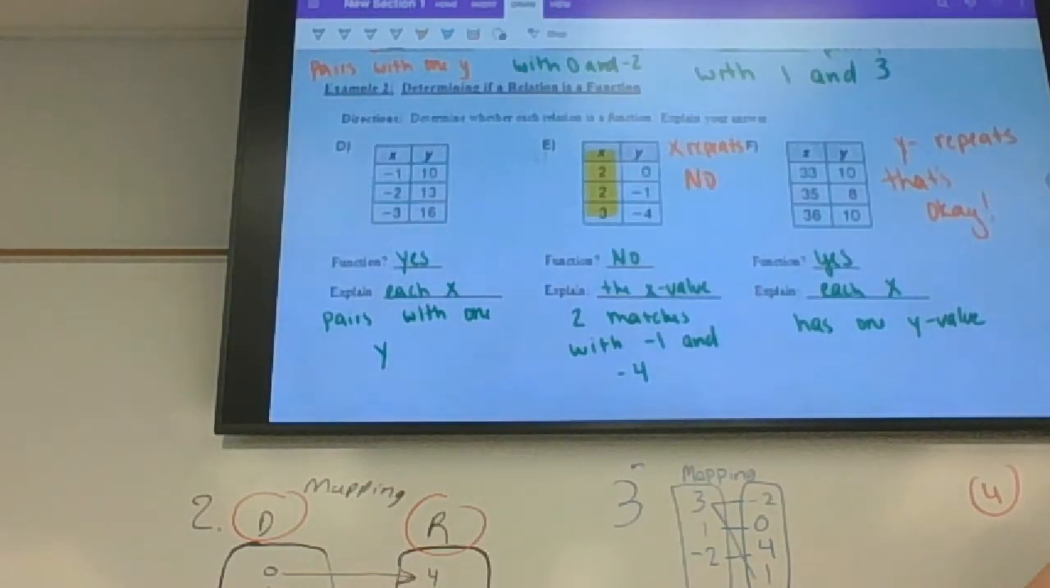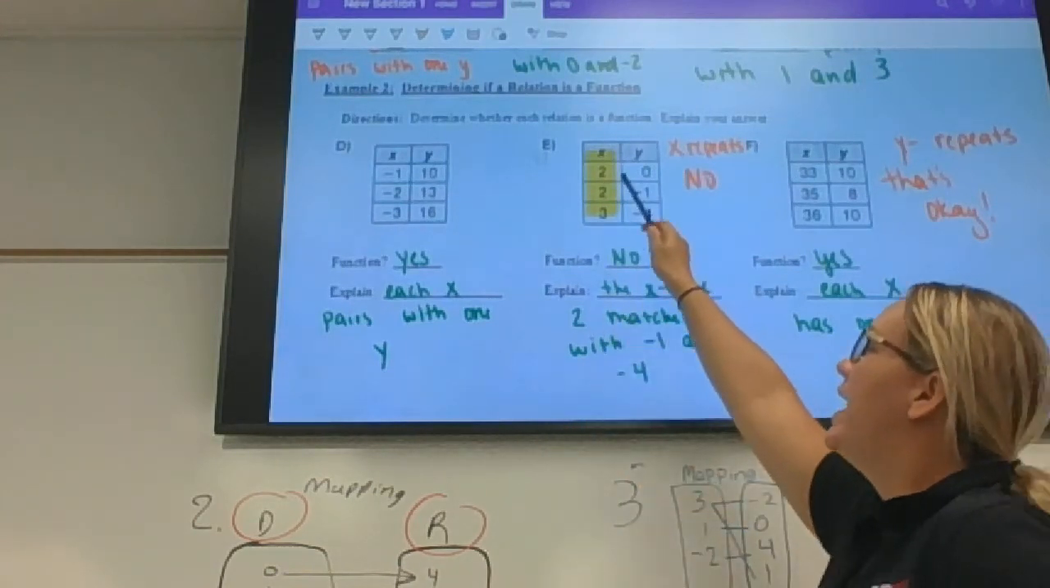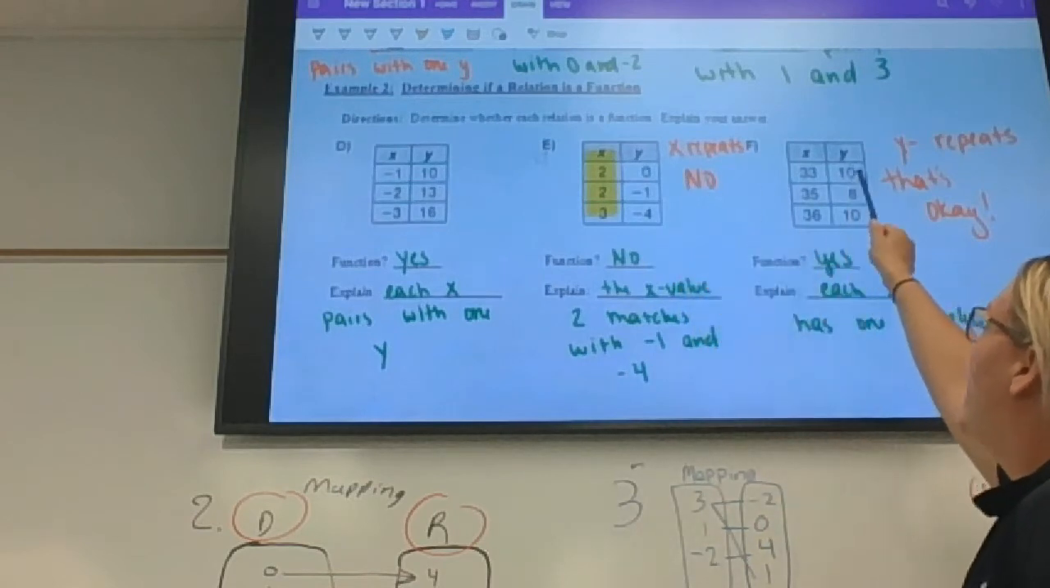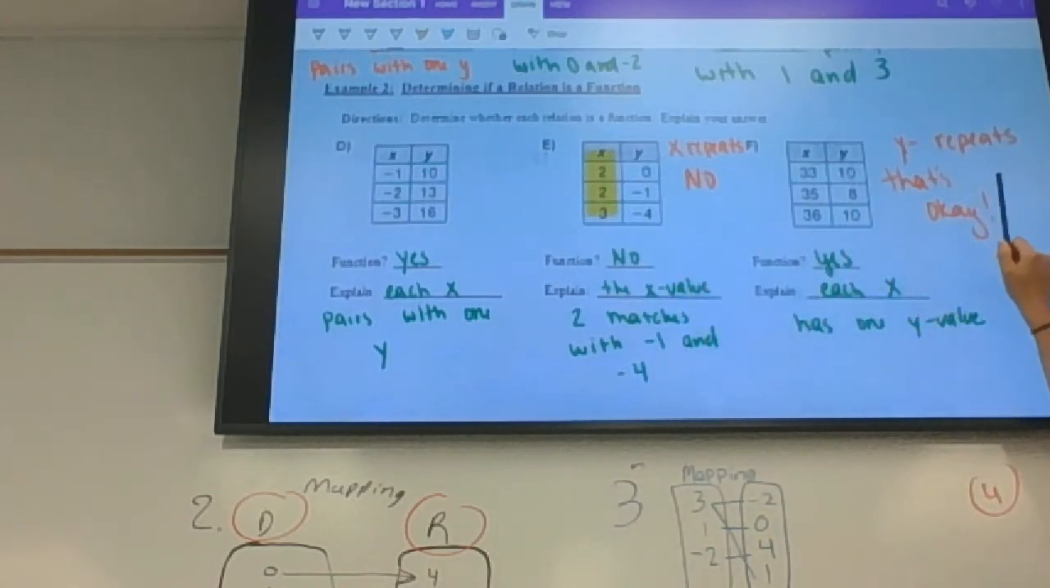Okay, so try to organize that in your head. Because some people get through this and it's a one-day lesson and they never figure it out. They just get by knowing if they see a number repeating, they just go with no. And you end up with like a 70. But look, X repeating is a no. Y repeating is A-okay. That's yes function.